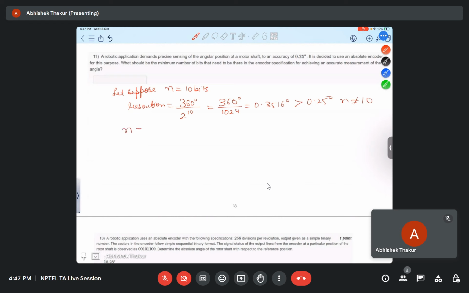Now let's suppose we take n is equal to 11 bits. Then resolution will be 360 degrees by 2 to the power of 11. So that is equal to 360 degrees by 2048. So this will be around 0.1758 degree. So that is less than 0.25 degree. This implies that n is equal to 11. So the minimum number of bits that need to be there in the encoder specification for achieving an accurate measurement of this angle is n equal to 11 bits. So this is the minimum.